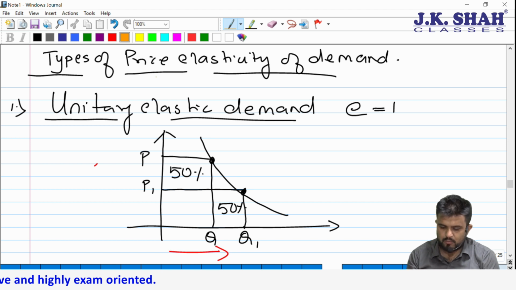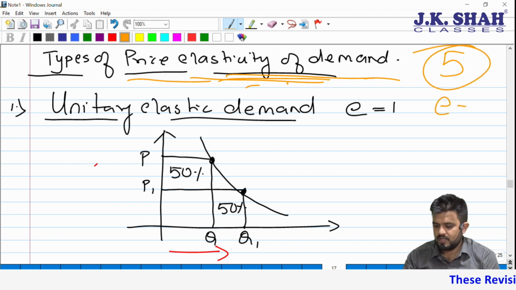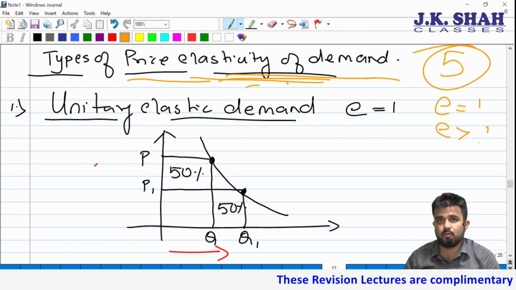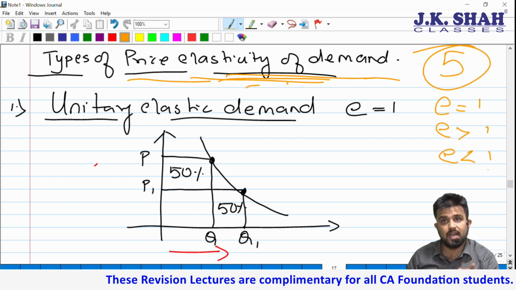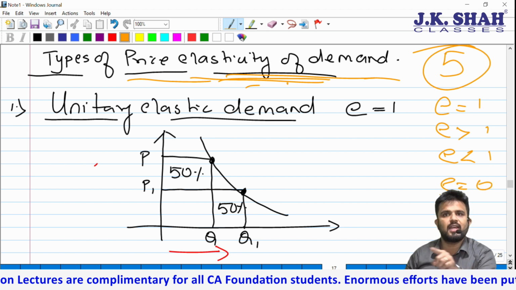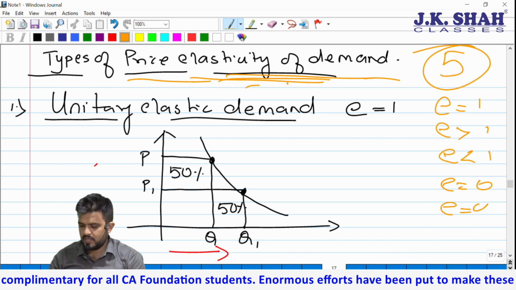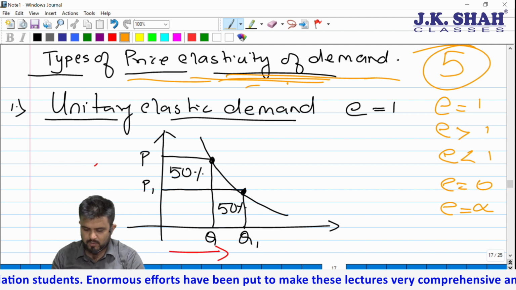Now very important, moving to the important concept, types of price elasticity. Total 5 types. E equals to 1, unitary. E greater than 1, relatively elastic. E less than 1, relatively inelastic. E equals to 0, perfectly inelastic. E is infinite, perfectly elastic. Let's see one by one.